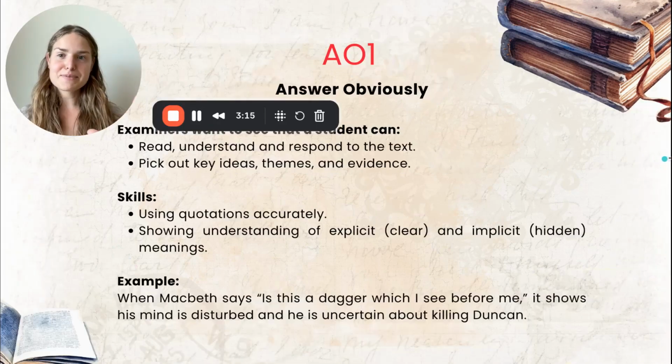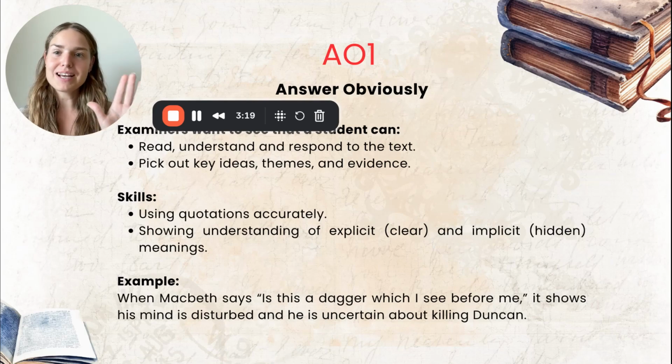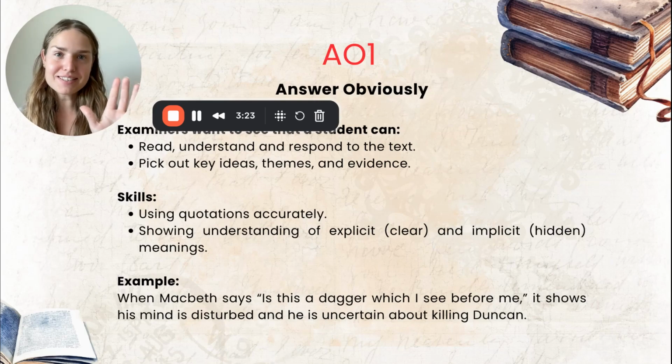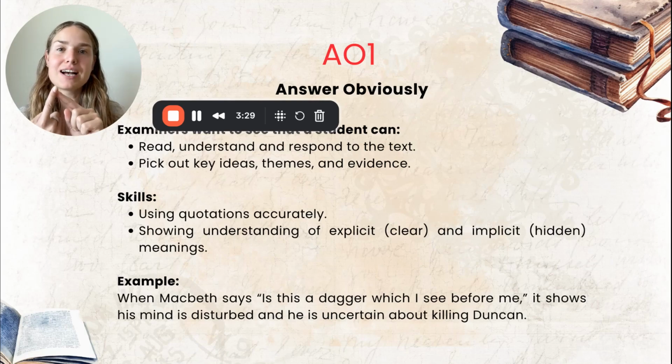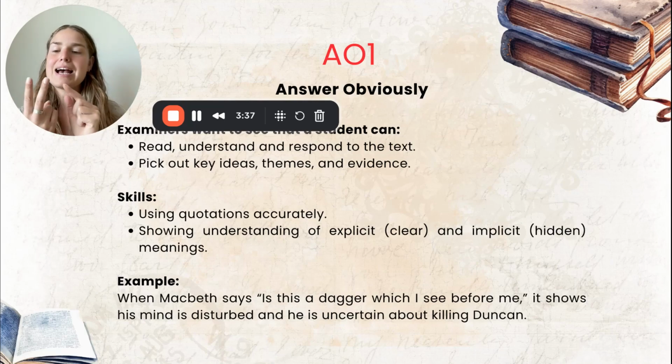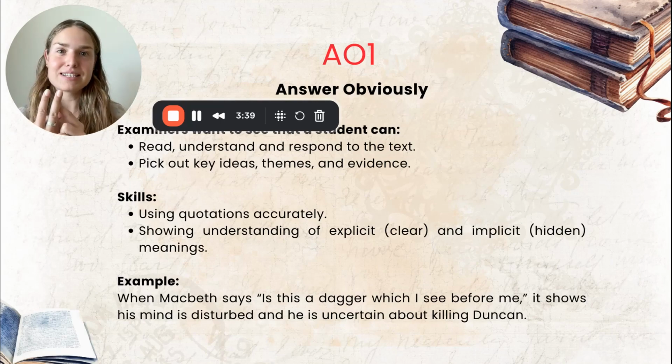So the first assessment objective that you have to understand is AO1. I like to think of AO1 as answer, obviously. This means that you are addressing the question directly, always making sure that you are actually answering the question, linking back to that question, having a strong opinion on whatever the question is asking of you, and using evidence to your advantage. So that means selecting good quotes.